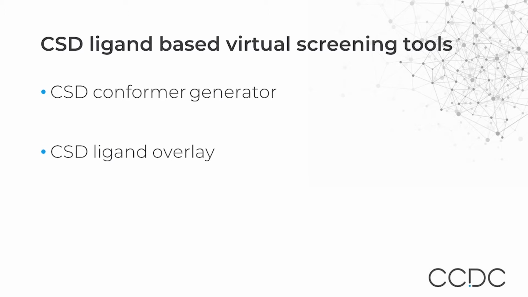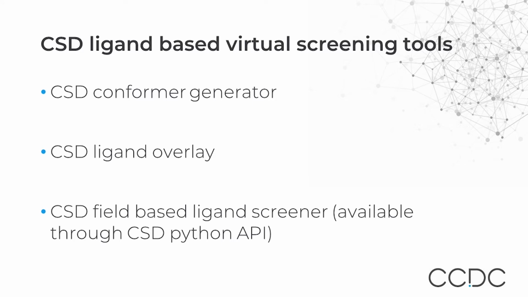The second one is CSD ligand overlay. It overlays sets of flexible molecules that are assumed to be ligands of the same protein. And the final one is CSD field-based ligand screener, which is available through CSD Python API, which is a module that can be used to screen a library of compounds against a pharmacophore query obtained from one or multiple overlaid ligands.